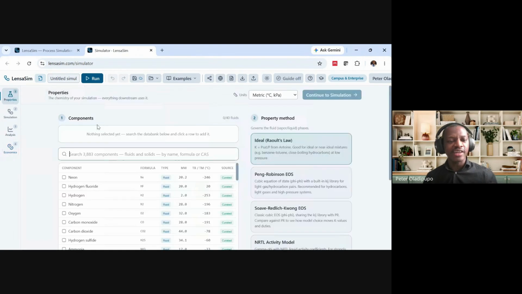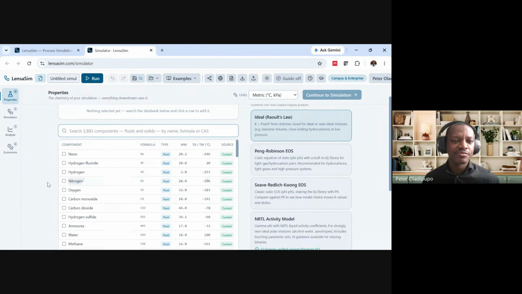Okay, but the starting point in all cases is the properties environment. This is where we define the feed composition and every other species or component that will be involved in the process, including the products, any intermediate products, and any chemical or material that will be involved in one way or the other in the processes. So for now, we'll start by defining the feed, because that is what is defined to us right now. So we define the feed.